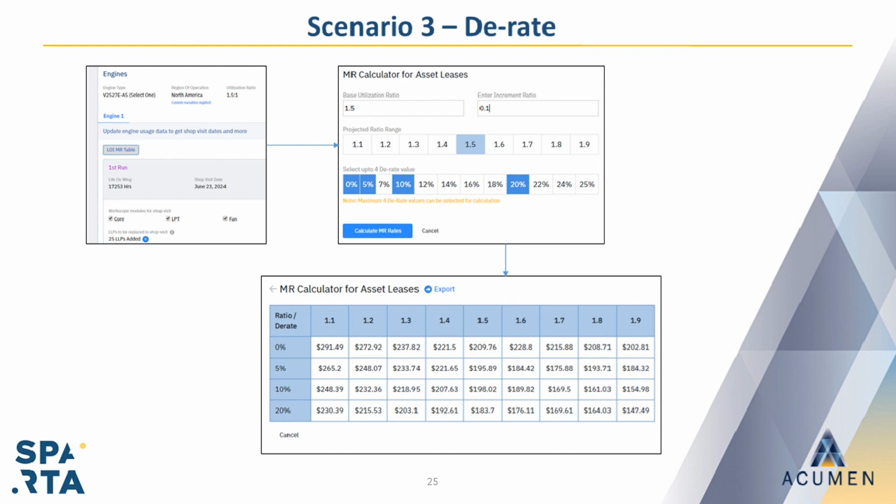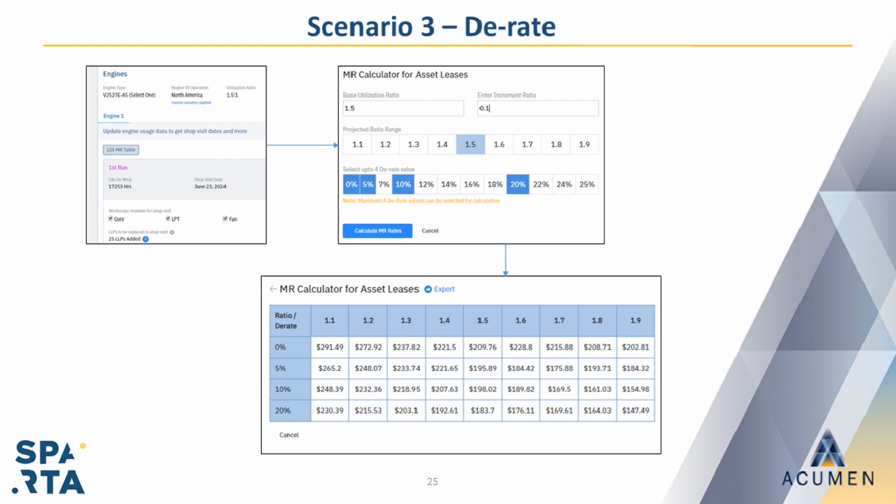Operators vary D rate between aircraft depending on their route structure. So using the MR calculator, we're able to generate a matrix such as the one shown here, which shows the recommended blended maintenance reserve rates at a range of out-of-cycle ratios and a range of D rates.